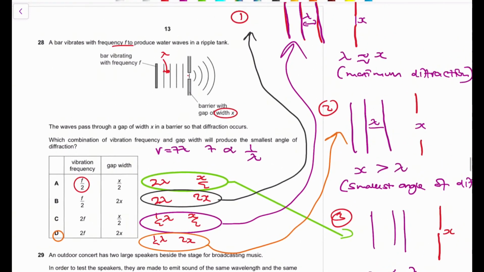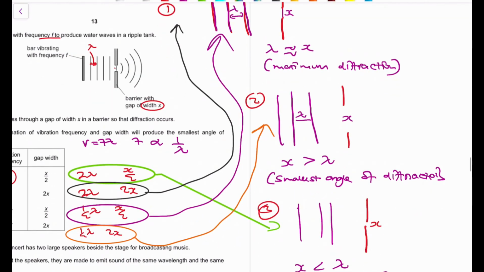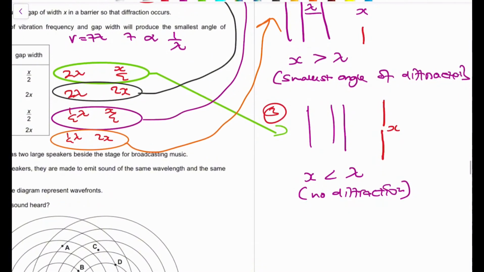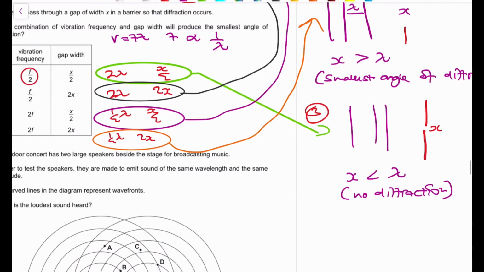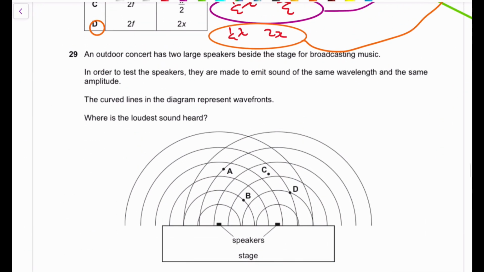So you need to know those 3 situations. If they're approximately equal, you have the maximum diffraction occurring. If x is greater than lambda, you have the smallest amount of diffraction occurring. If x is very much less than lambda, no diffraction even occurs. The light is not even going to pass through. Very important.